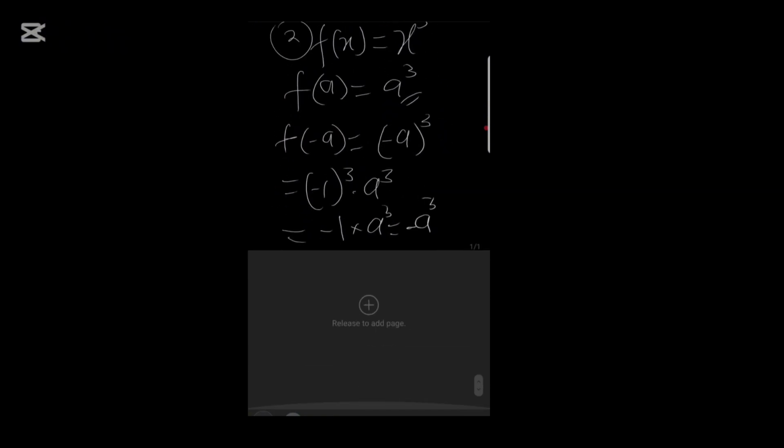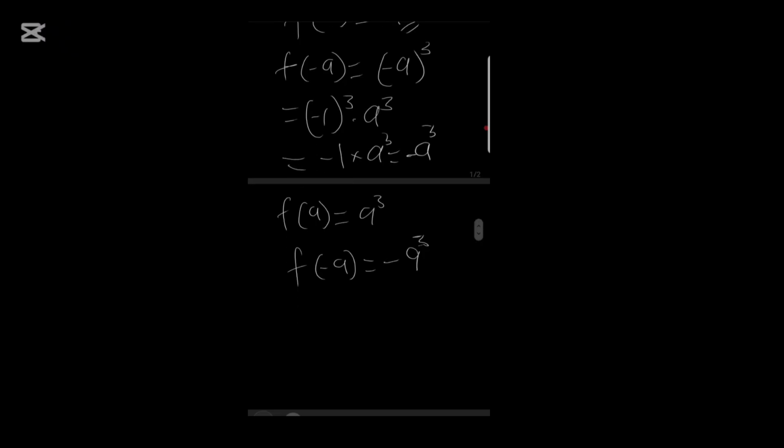So which means f of a is equal to a power 3, while f of minus a is equal to minus a raised to the power of 3. As we can see, the minus comes out, therefore the function follows the rule of odd functions, which is minus f of a. Therefore f of x equals x raised to the power of 3 is an odd function.